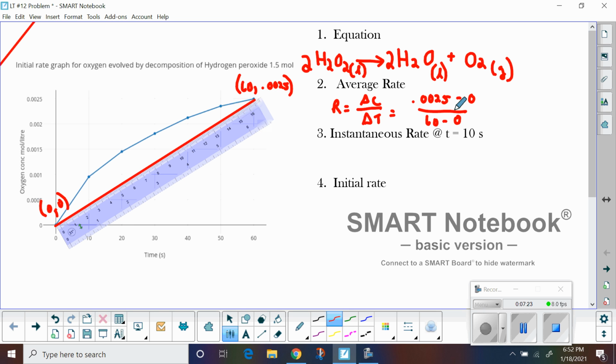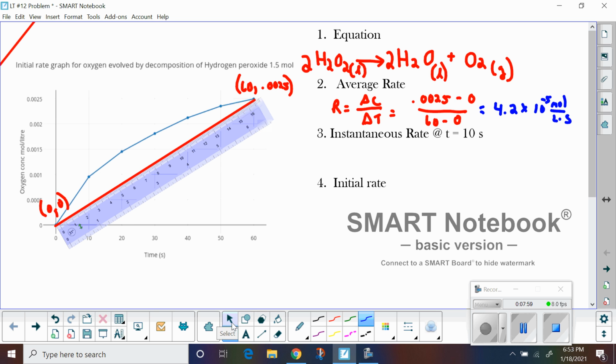And when I throw that into my calculator, I'm going to get another really small number that's a good idea to put into scientific notation. And I'm going to do this with incorrect sig figs, but that's not the point I'm trying to get at this evening. 4.2 times 10 to the negative 5th moles per liter seconds. Don't forget your units when you write these rates. All right, so that's the average rate.